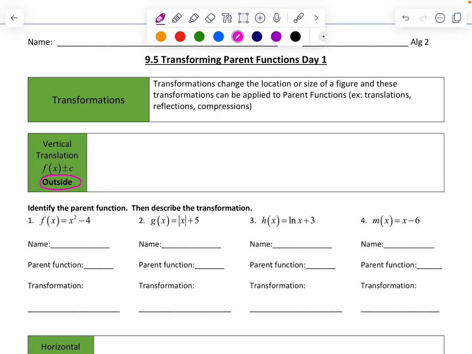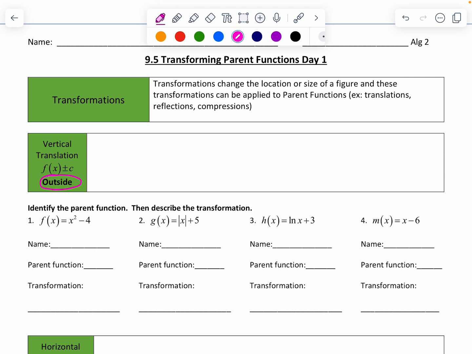Hey everybody, today we're looking at 9.5, transforming parent functions, day one. So transformations change the location or size of a figure, and these transformations can be applied to parent functions. You guys saw these in geometry, doing rotations, reflections, slides, things like that. So today we're going to look at two of them.